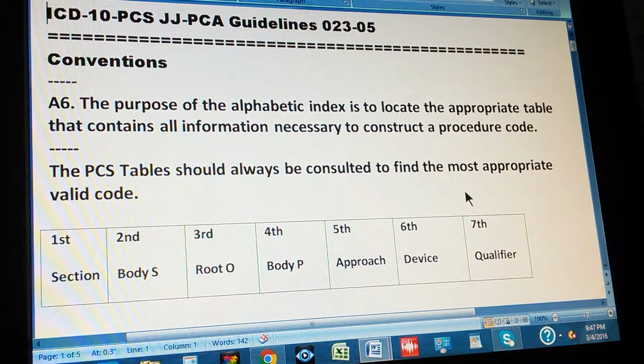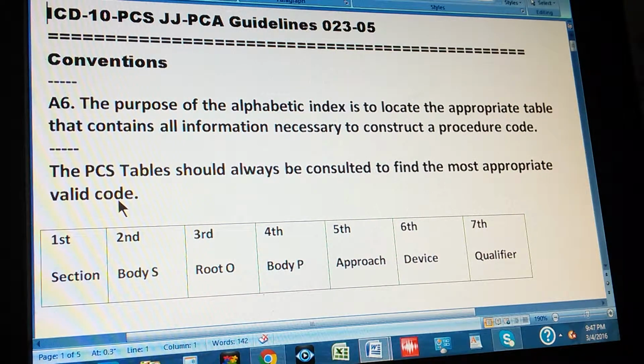Conventions A6. The purpose of the alphabetic index, which is the first step that you have to do, is to locate the appropriate table that contains all information necessary to construct a procedure code. The PCS tables, or the tabular, right, should always be consulted to find the most appropriate valid code. All I'm telling you is first go to the index and then check in the tabular, right?